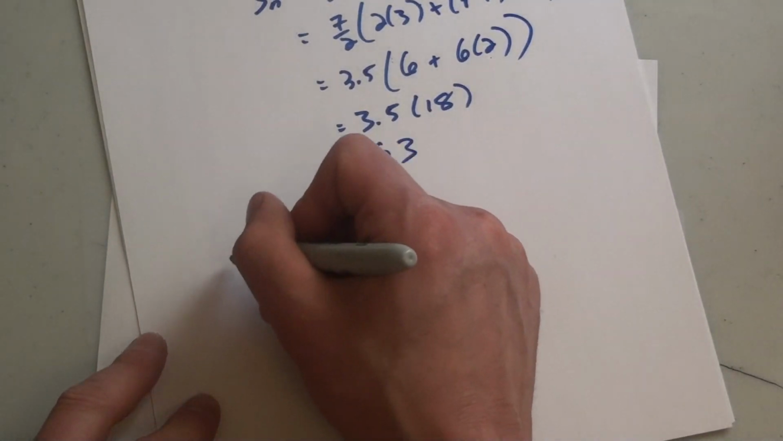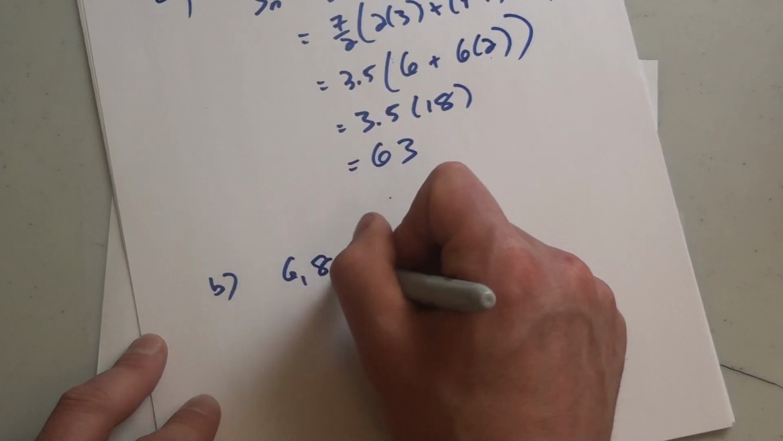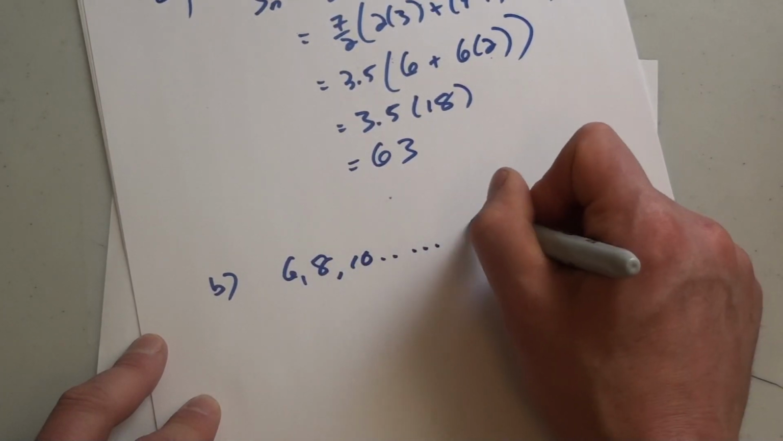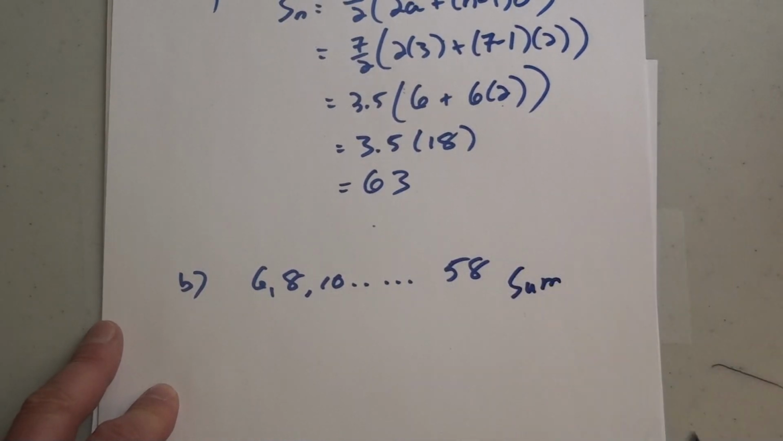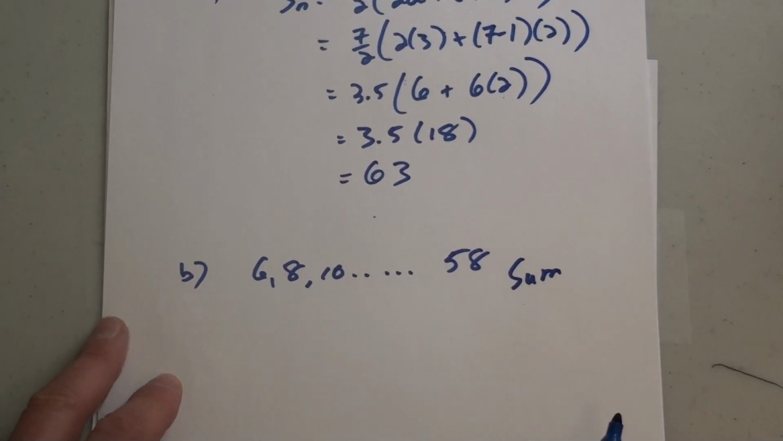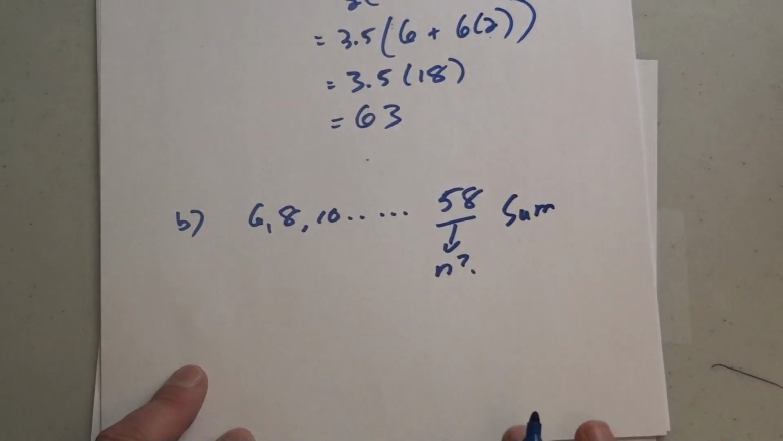So let's take a sequence that goes 6, 8, 10, and let's go up to 58, okay? And I want to find the sum of this sequence. Now I might have a little bit of work I need to do. First thing I have to do is I need to find out what term number that is.